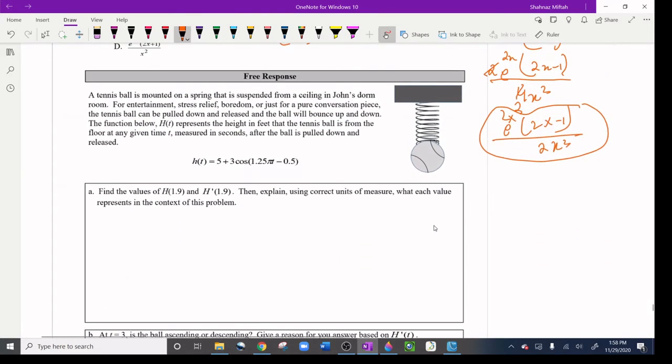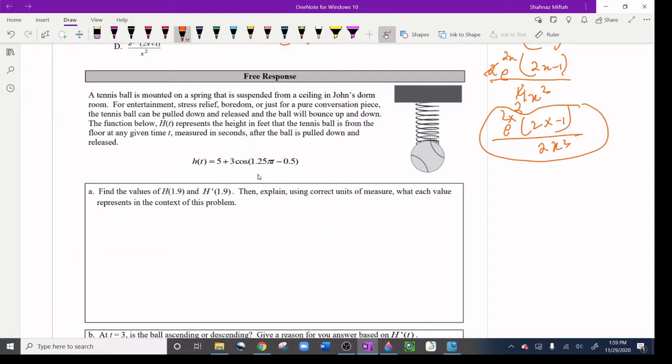Free response questions. A tennis ball is mounted on a spring that is suspended from a ceiling in John's dorm room for entertainment, stress relief, boredom, or just as a pure conversation piece. The tennis ball can be pulled down and released, and the ball will bounce up and down. The function h(t) represents the height in feet that the tennis ball is from the floor at any given time t, measured in seconds after the ball is pulled down and released.